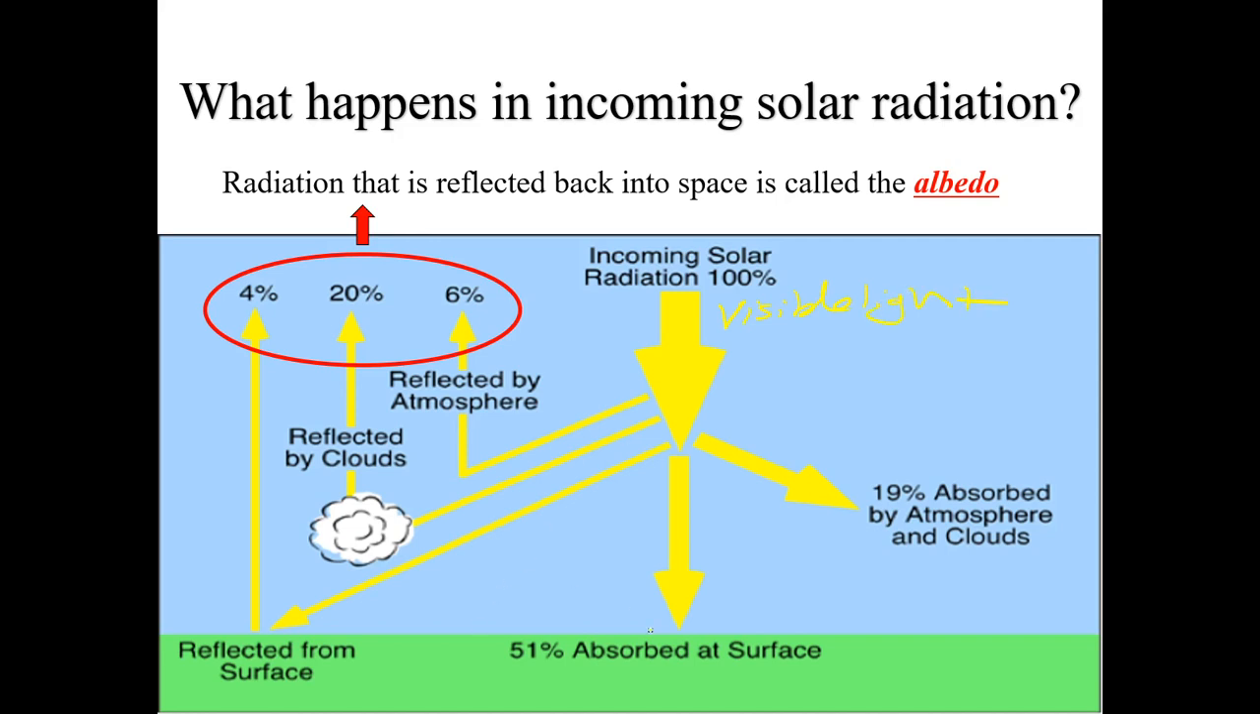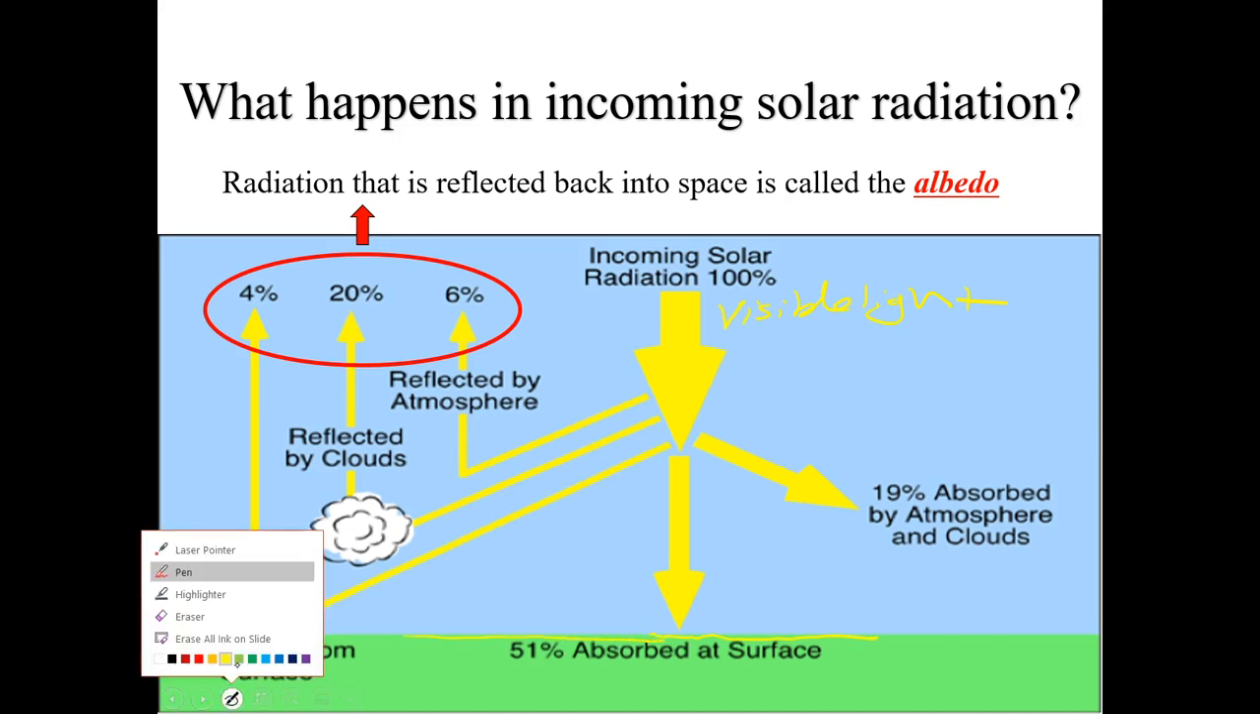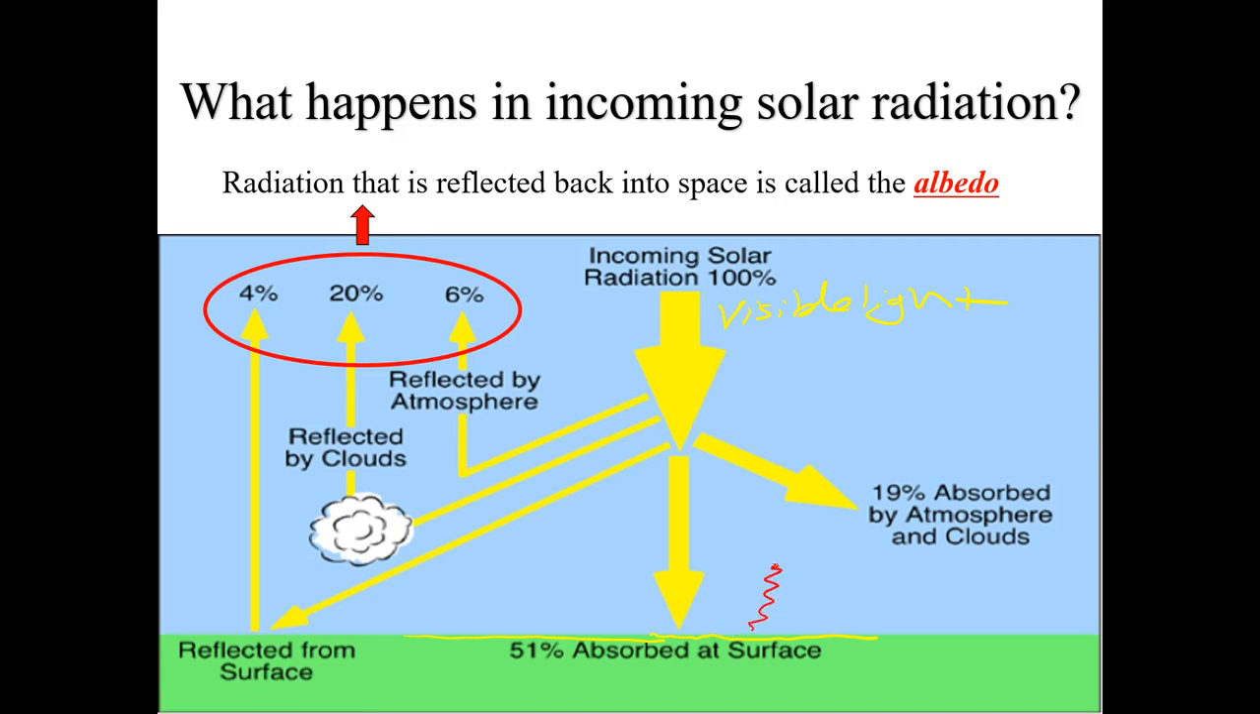Now, when that visible light is absorbed at the surface of Earth, it's going to be released and re-emitted as IR, infrared light. So there's going to be absorption of the visible light at the surface, and then that surface is going to re-radiate that energy as IR, infrared.